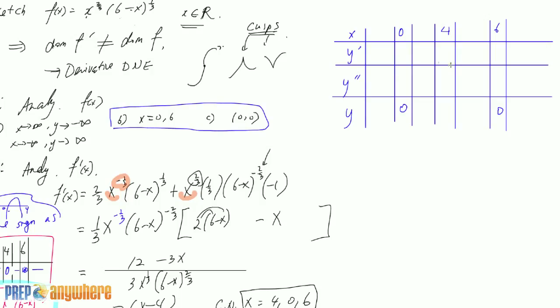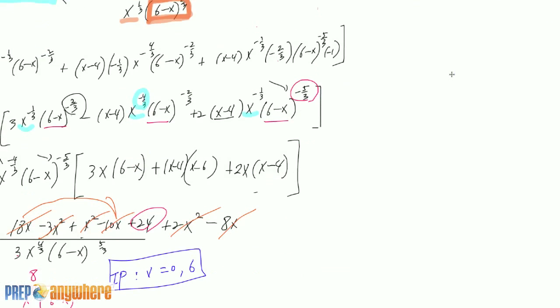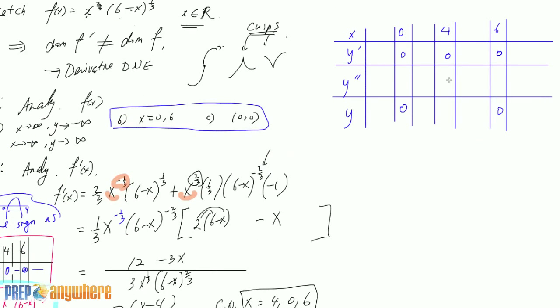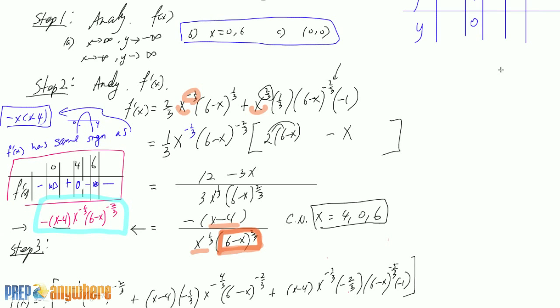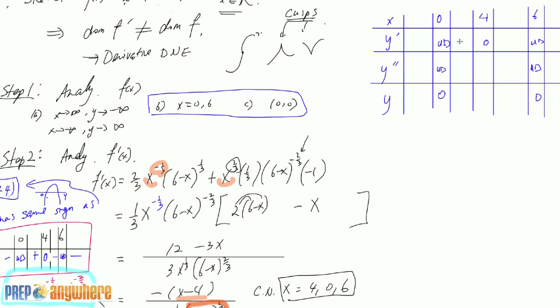So here's the basic table. I'm going to fill in the signs now. The first derivative was equal to 0 in all three cases. The second derivative was equal to 0 at 0 and 6. Oh, sorry, it's undefined, right? 0 and 6 is undefined. And everything is undefined here. We already figured out the sign for the first derivative right here. It's negative and then plus from 0 to 4. Everything is negative.